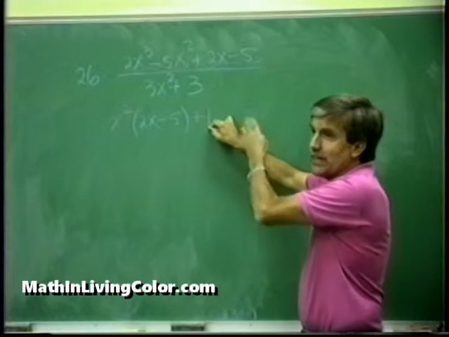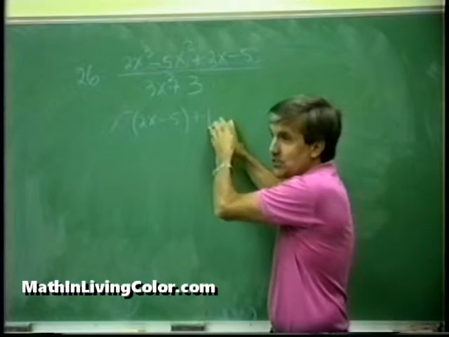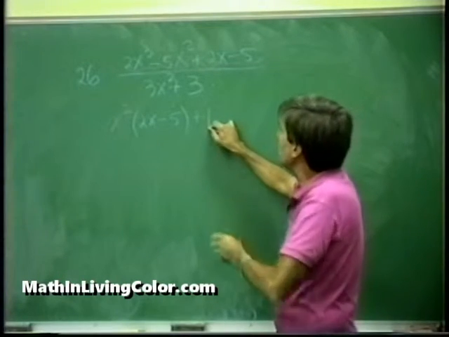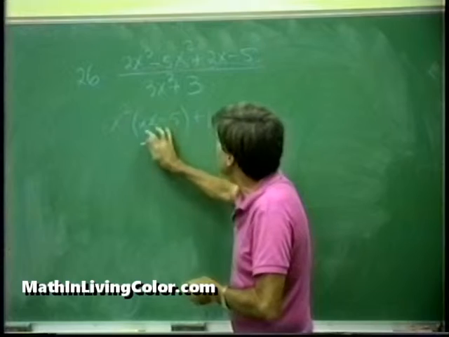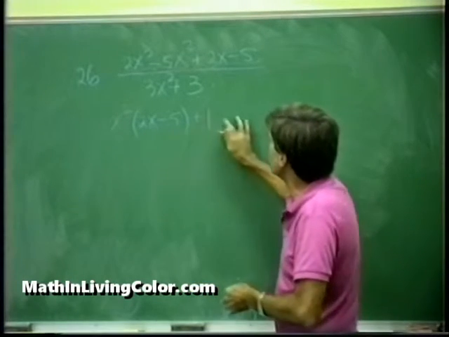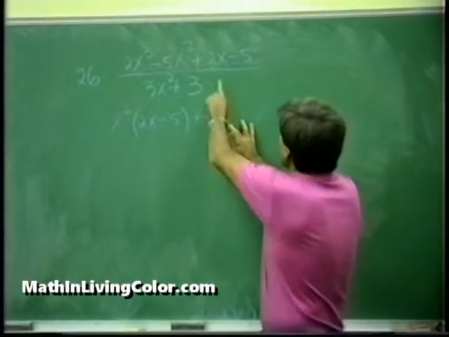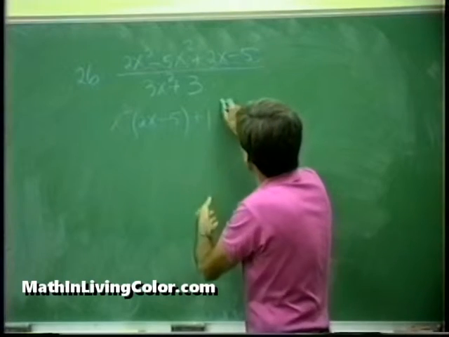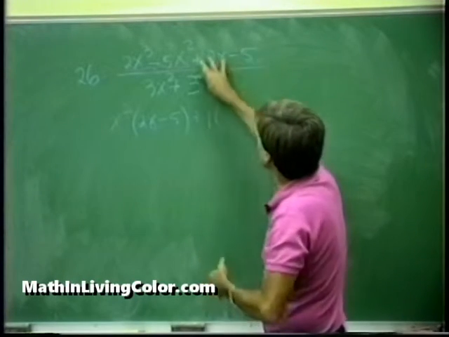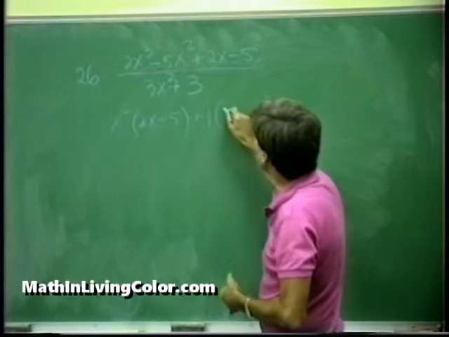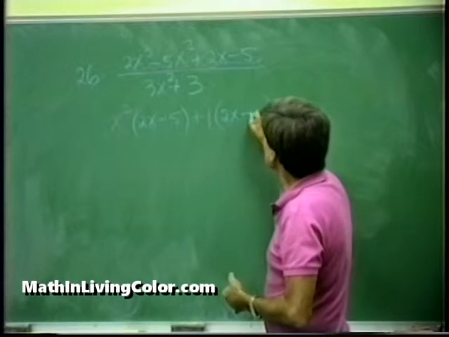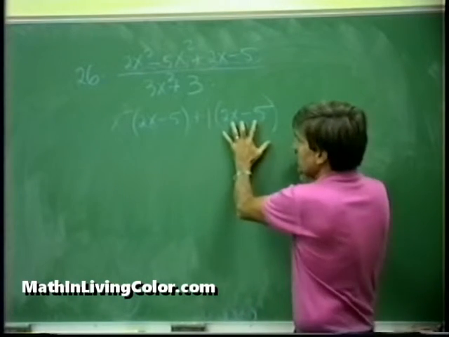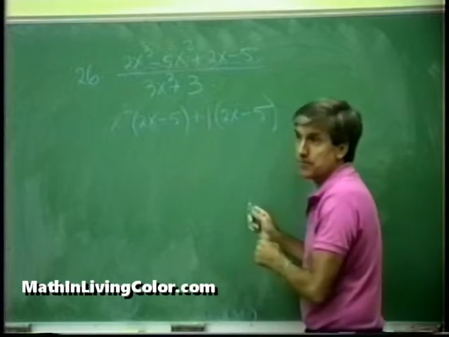What's the important thing? If grouping is going to take place, you have to end up with the same grouping here as you do here. And what if you take out a 1? Then what would be left for the second grouping? After you take out a 1, what would be left? 2x minus 5. Isn't that nice? Because this is going to match up with that, right?